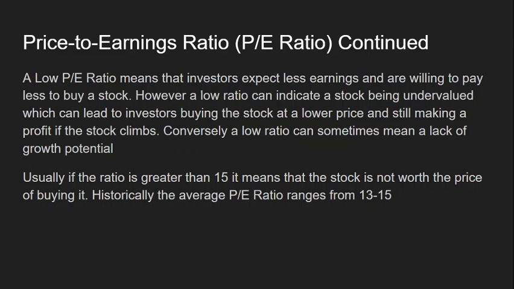So it is very important to understand this concept, because it doesn't matter what the ratio is. You have to understand what the number of the ratio yields. So usually if the ratio is greater than 15, it means that the stock is not worth the price of buying it. Historically, the average PE ratio ranges from 13 to 15. In context, this means when your ratio is less than 15, it's well worth making a decision to buy that stock, and you have a better chance of making a profit.